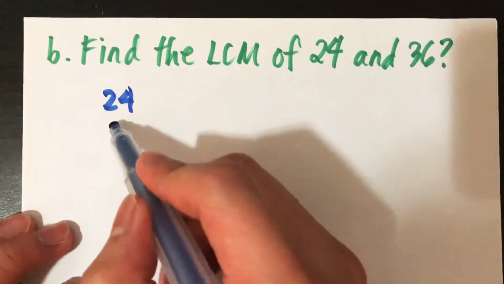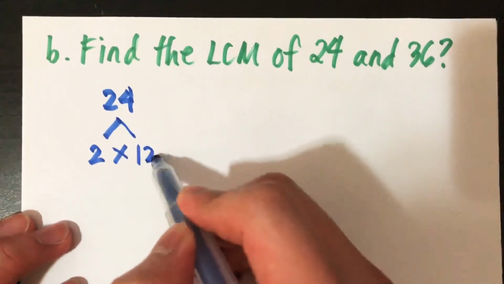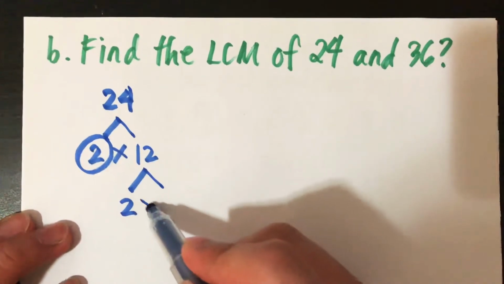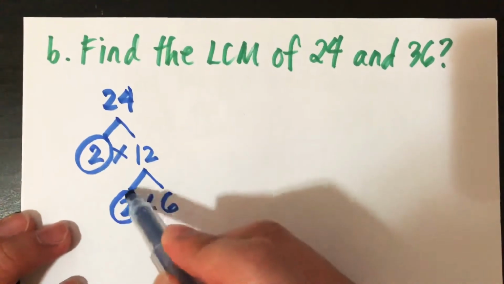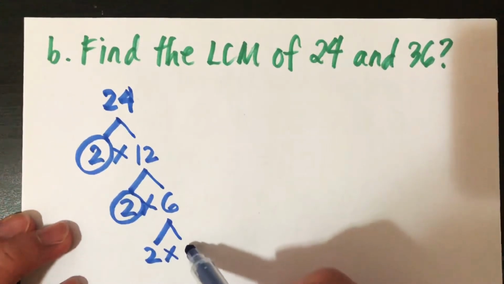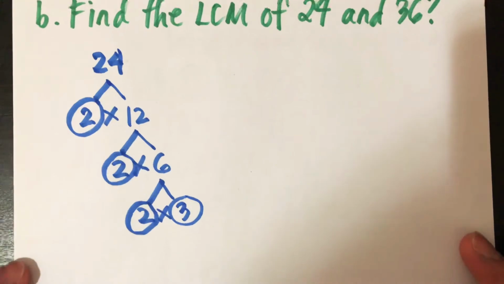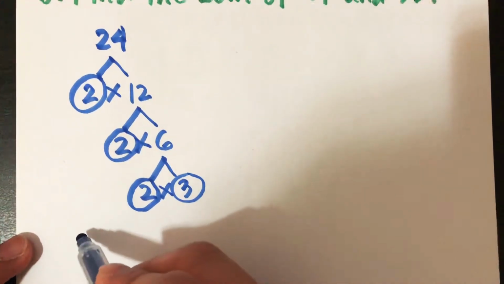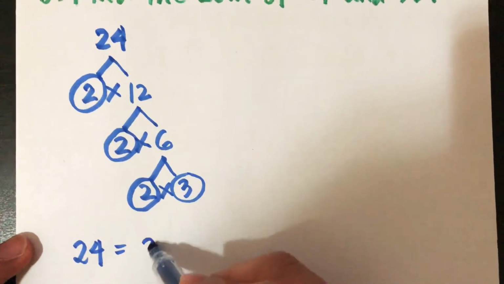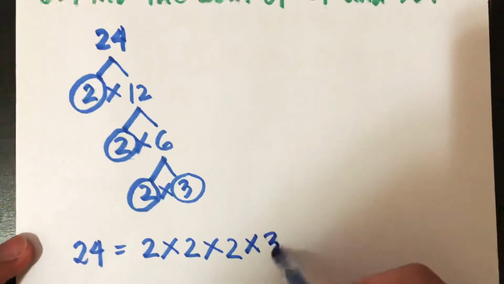So 24, we have 2 times 12. Then we have 2 times 6. Then you have 2 times 3. Okay? So let's list down first 24. So we have 24 is equal to 2 times 2 times 2 times 3. Okay?